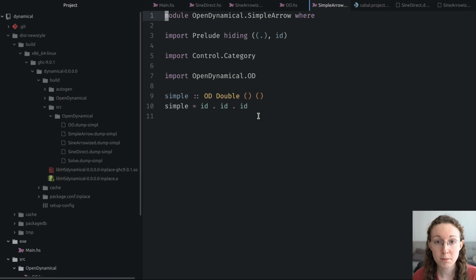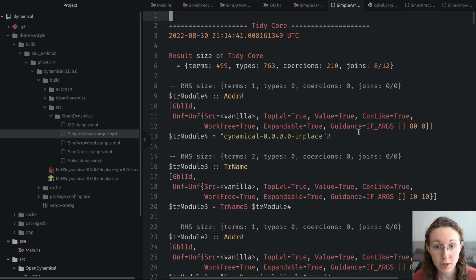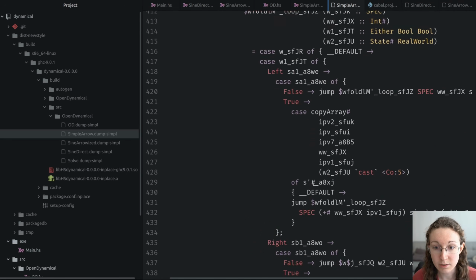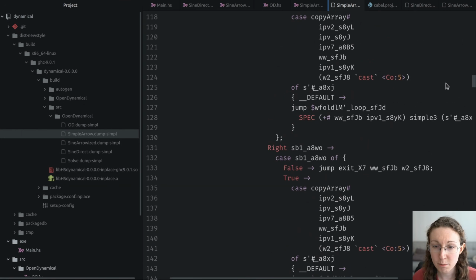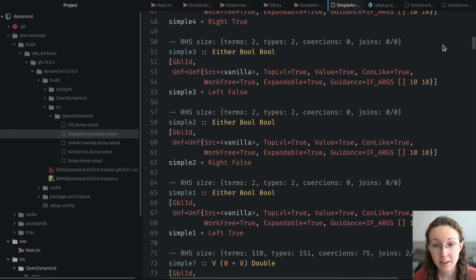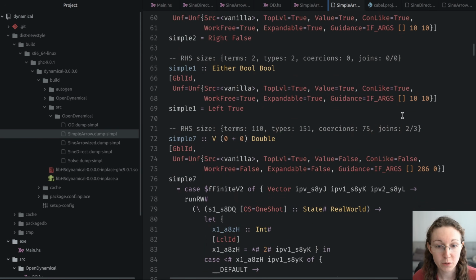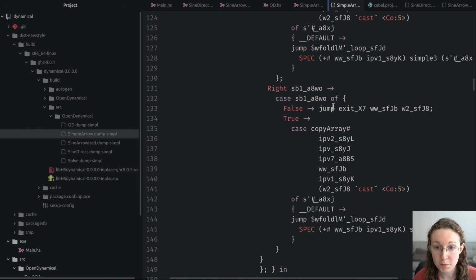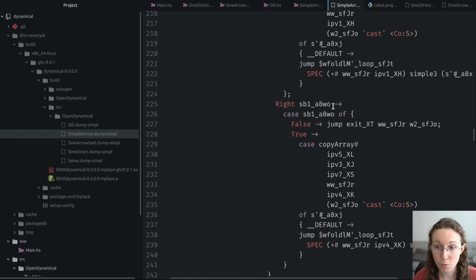And if we have an efficient implementation that's getting optimized well, this should mostly all just get eliminated by the optimizer, because composing the identity function with itself should just give you back the identity function. But if we actually look at the code that gets generated here, if we look at this simple arrow output, you can see that we're still getting quite a lot of generated core. And this is a pretty good indication that something is going wrong. Don't know exactly what that is, but there's some way in which GHC is not optimizing this particular program as well as it could.